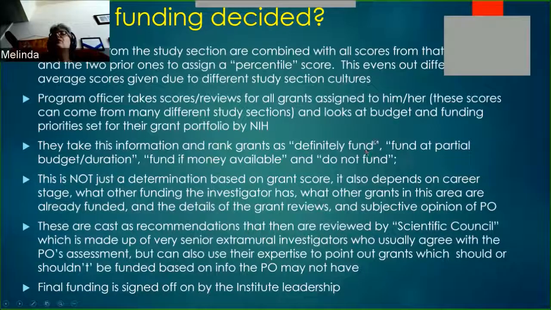They can also say something that's in the definitely fund category. They can look at it again and say, yeah, you're going to fund it, but maybe they requested 5 years. Maybe they would recommend you only fund it for 3, for a number of reasons. And they can also use their expertise to point out grants which should or shouldn't be funded.